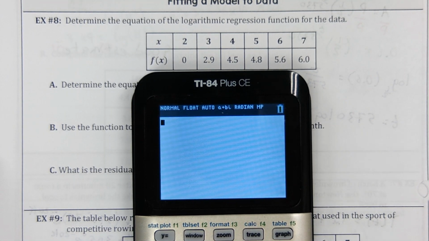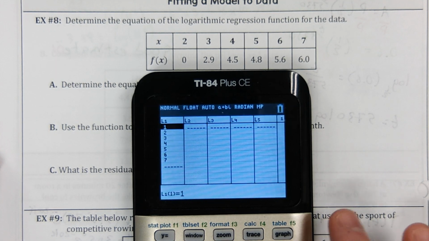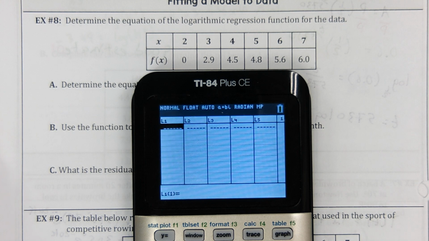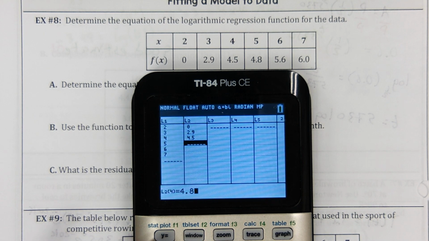Go ahead and go into stat edit. You'll see that I have some stuff in my list, so I'm just going to clear that out. Remember, highlight L, whatever, hit clear, enter. Okay? So there we go. We're going to enter the numbers 2 through 7 as x's. And then your y values. There they are.